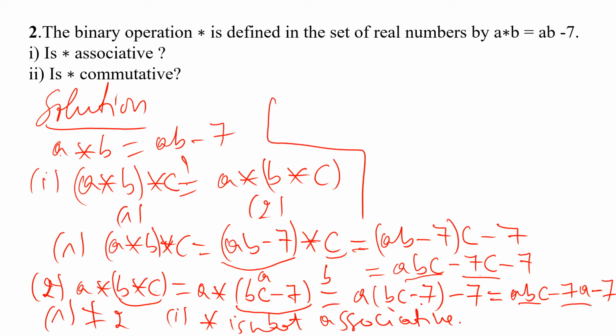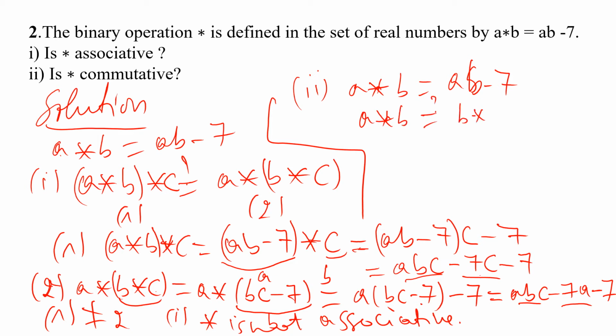Question 2, is star commutative? Yes, the definition says a star b equals ab minus 7. Now is a star b the same as b star a? Yes, this one is ab minus 7, which is equal to ba minus 7. As the multiplication is commutative, ab is the same as ba. Then conclusion, star is commutative.